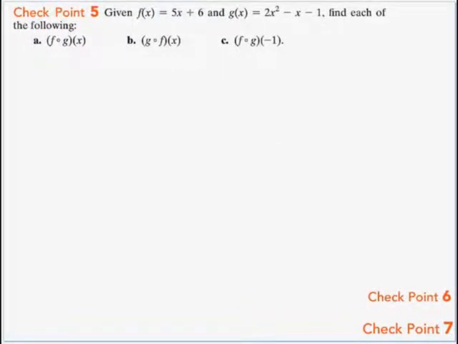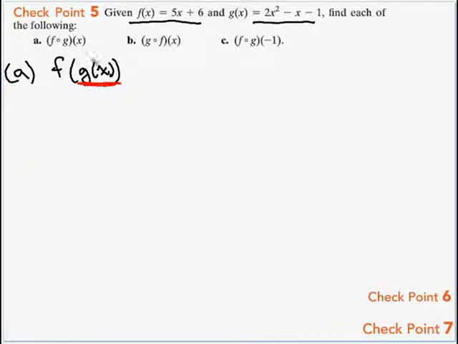All right, for number 5. Here's f of x, here's g of x. Find each of the following. Letter A, they want us to compose f of g of x. So g is our inner function. That's going to go into the f function. So let me copy the f function without the x's in it. f was 5x plus 6.